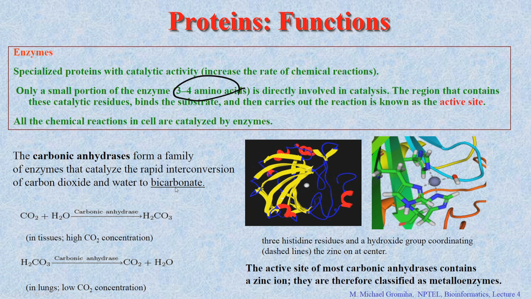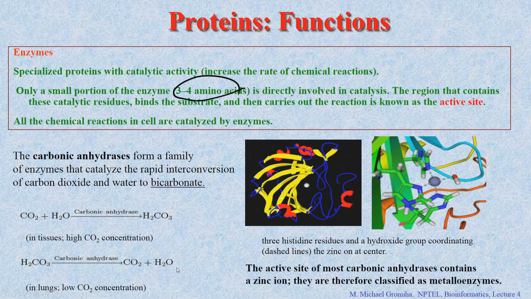One example is carbonic anhydrase, a family of enzymes. These catalyze the interconversion of carbon dioxide and water to bicarbonate. Carbon dioxide plus water is converted into bicarbonate in tissues, where there is a high carbon dioxide concentration. In the lungs, where the carbon dioxide concentration is low, this bicarbonate is converted back to CO2 plus H2O.